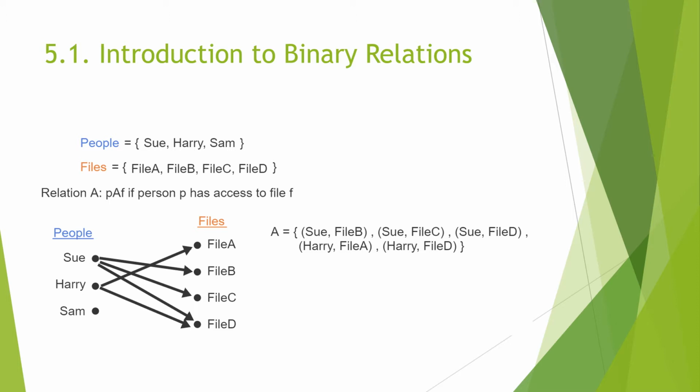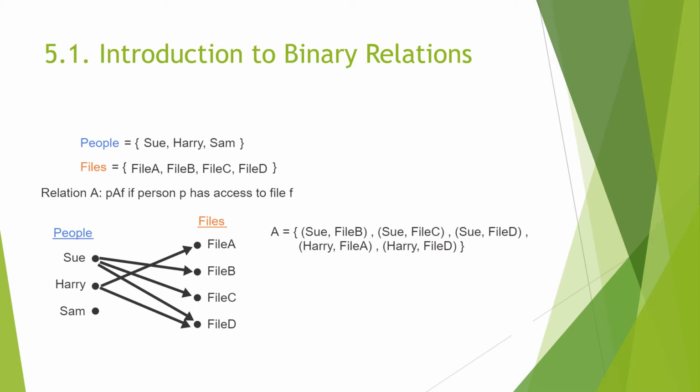So let's assume that A is in the following way. A is a relation, so it should be a subset of the Cartesian product of P and F, right? So let's assume that A is equal to the set of the following ordered pairs. Sue and file B, which means Sue has access to file B. Sue and file C, which means Sue has access to file C. Sue and file D, which means Sue has access to file D too. Harry and file A means Harry has access to file A. And Harry and file D, which means Harry has access to file D too.